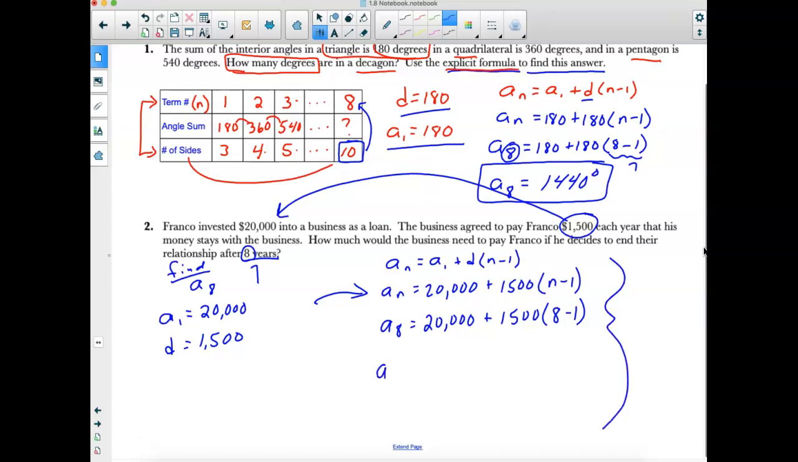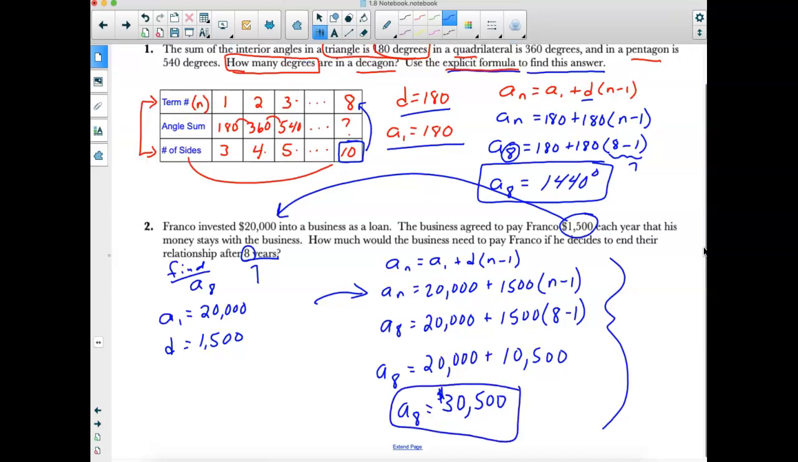So we can say a sub 8 equals 20,000 plus, well, what's 7 times 1,500? I think that's going to give me about 10,500. So in the end of the 8th year, if he invests his $20,000 and they just pay him $1,500 a year and he opts out at the end of the year, they owe him a check for $30,500.